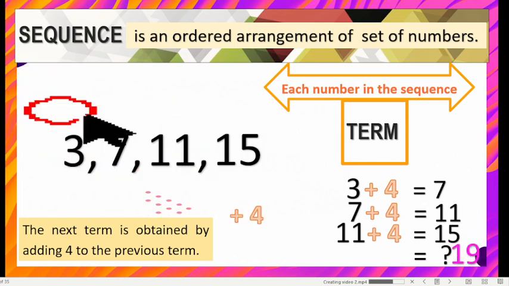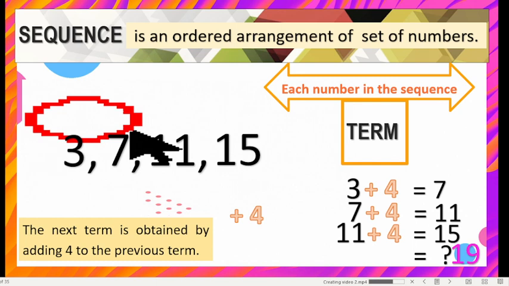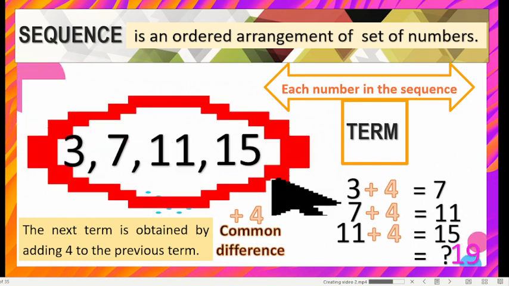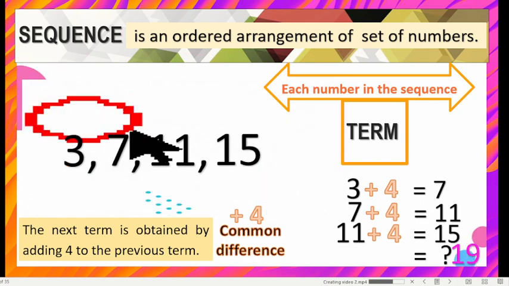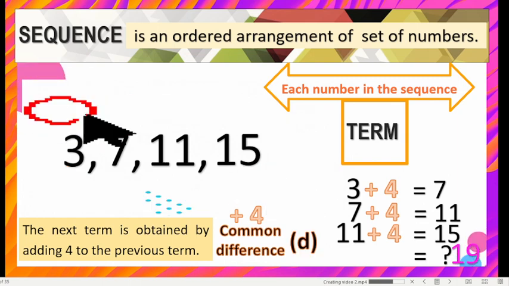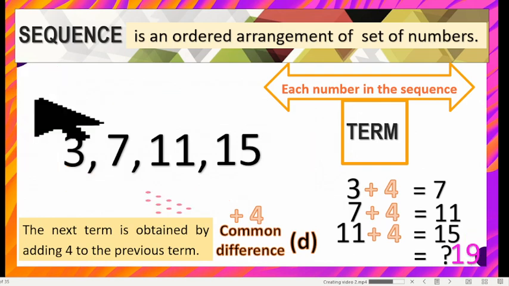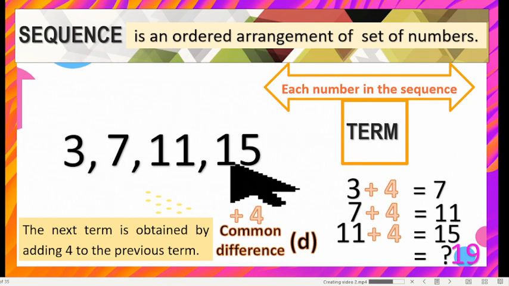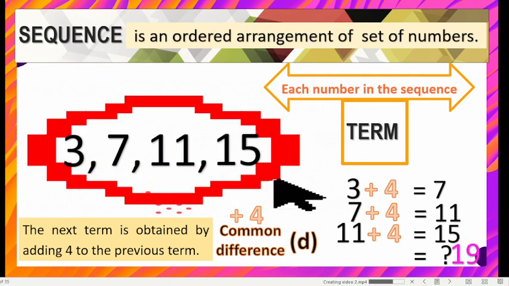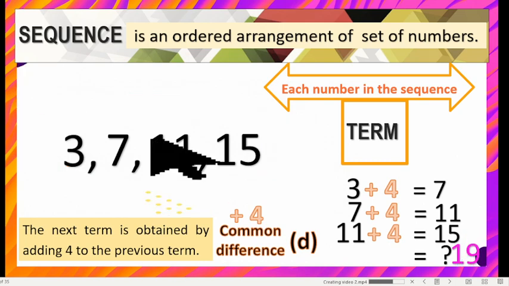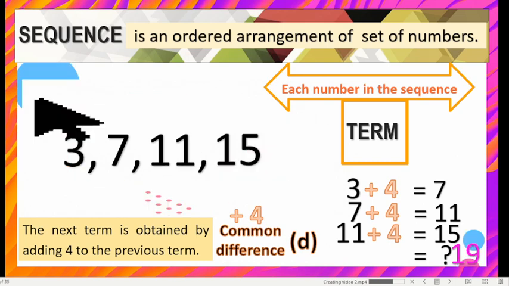Positive 4 is added to the previous term to get the succeeding term. This is called the common difference and is usually denoted by the letter d. This set of numbers is an example of an arithmetic sequence. Here, there is a constant number added to the previous term. This constant number is called the common difference. An arithmetic sequence is a sequence in which the difference between any two consecutive terms is a constant.